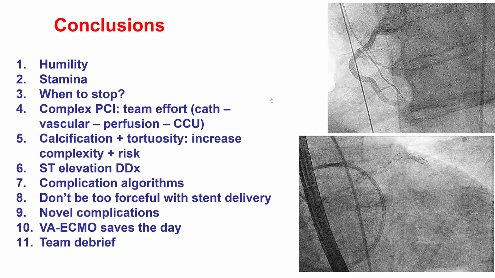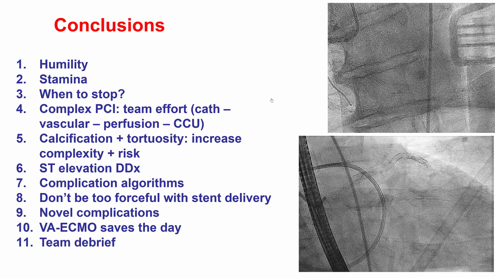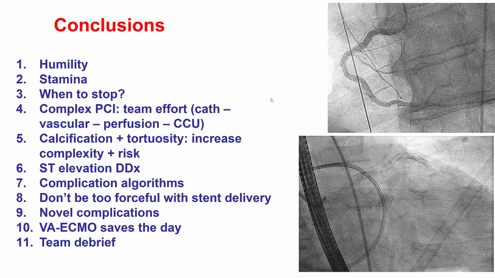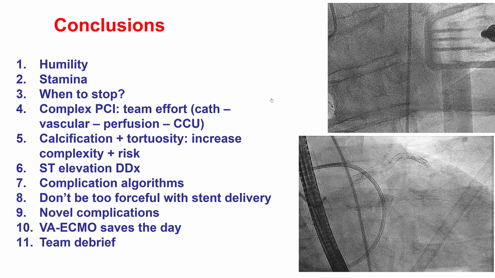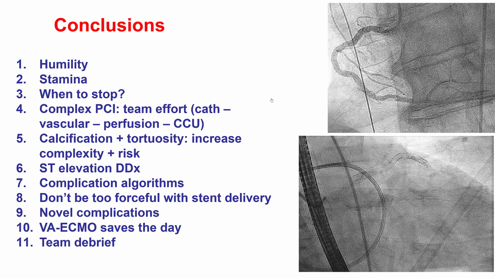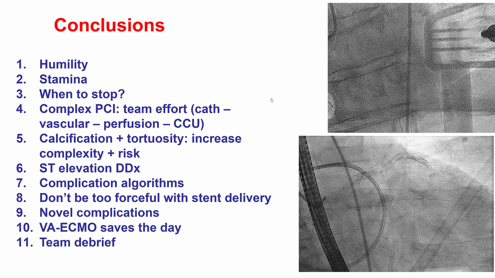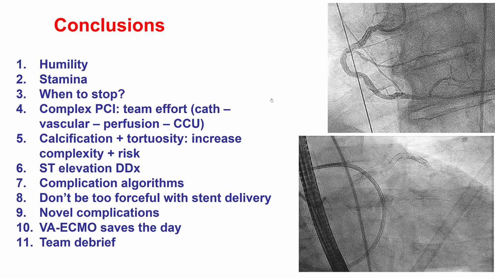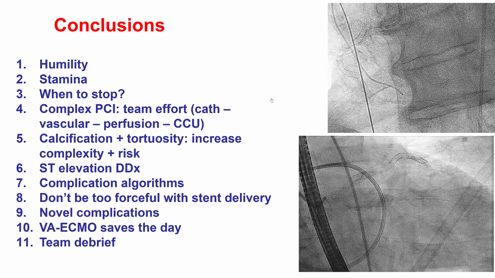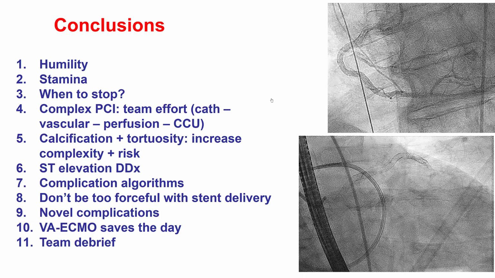Another lesson is the implications of severe calcification and tortuosity. This made the case much more challenging. We had to do atherectomy. We had edge dissections, which were likely, at least in part, due to the calcification.